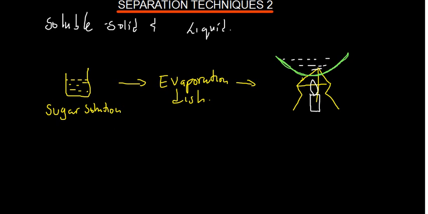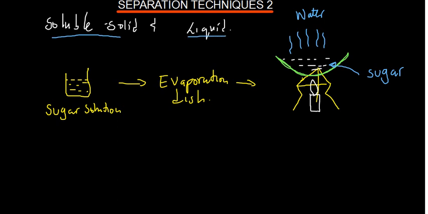So what is going to be happening is that this is going to start evaporating. So we're going to see evaporation happening, slowly. So when that happens, the water would have gone. So the water has gone, and then what will just remain here is the sugar itself. Or if it was a salt solution, what is going to remain is salt itself. The water has gone. So this is how you separate a soluble solid and a liquid using an evaporation dish.